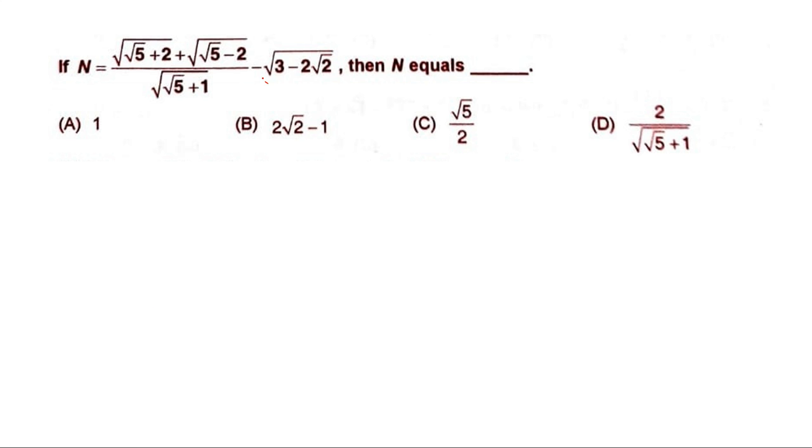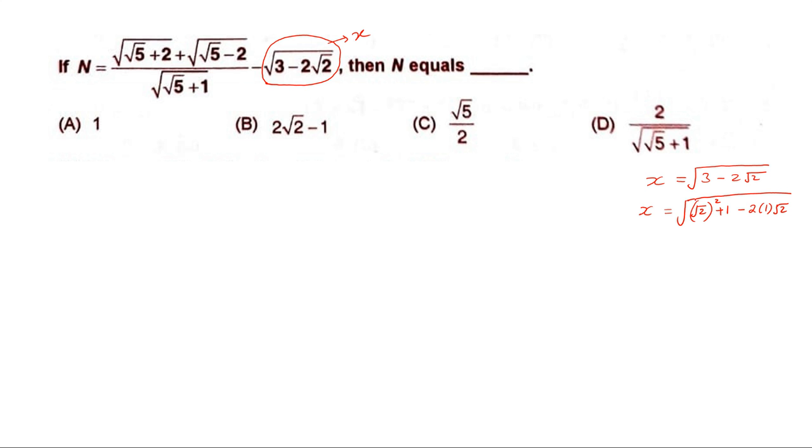Let us consider this square root of 3 minus 2 root 2 as x. Then x is equal to square root of 3 minus 2 root 2. This 3 we can write as 2 plus 1. So x is equal to square root of 2 plus 1, where 2 I am going to write as root 2 whole square, plus 1, and this minus 2 into 1 into root 2, like this I am writing.